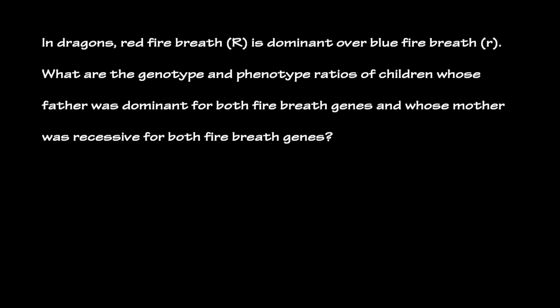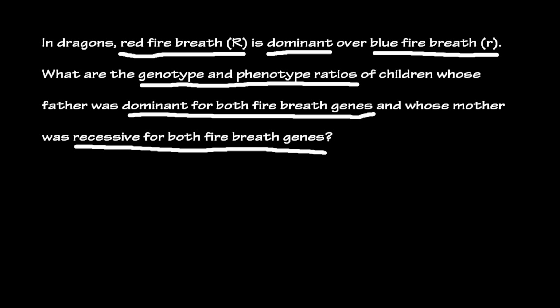The very first thing that you want to do with any genetics problem is to carefully read through and identify the key points of information. This particular problem reads, in dragons, red fire breath, big R, is dominant over blue fire breath, little r. What are the genotype and phenotype ratios of children whose father was dominant for both fire breath genes and whose mother was recessive for both fire breath genes?